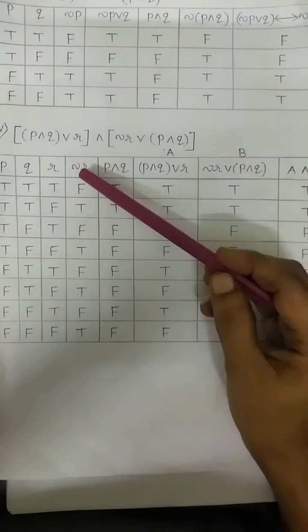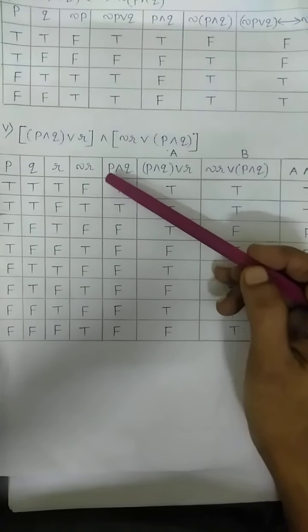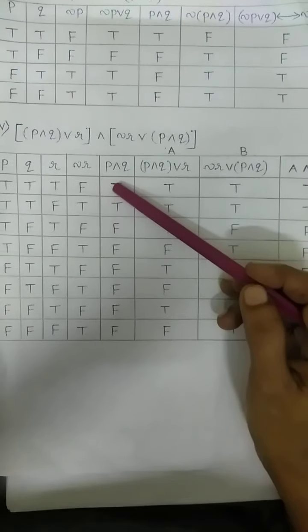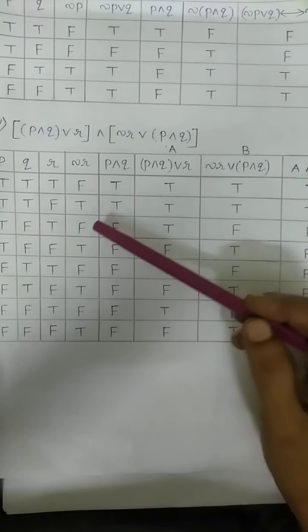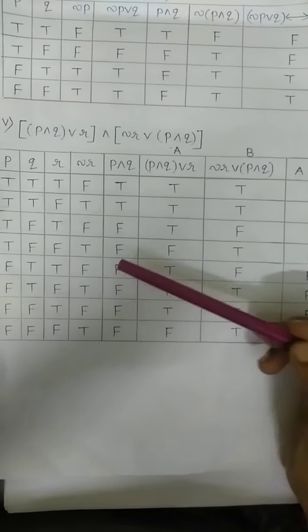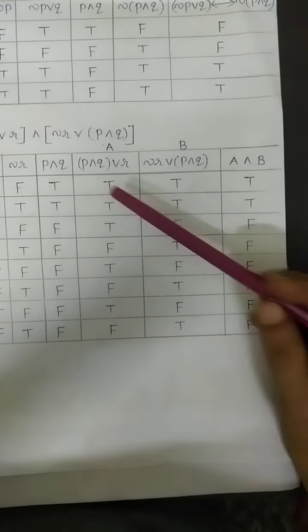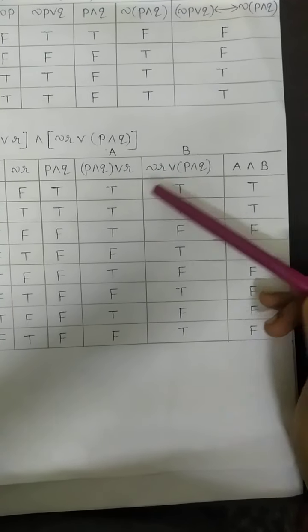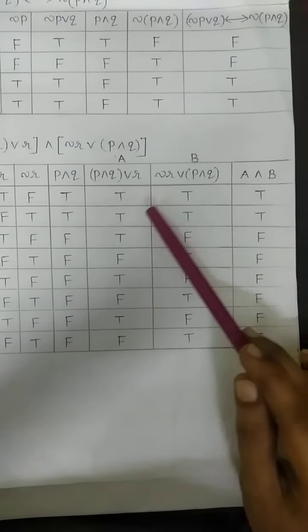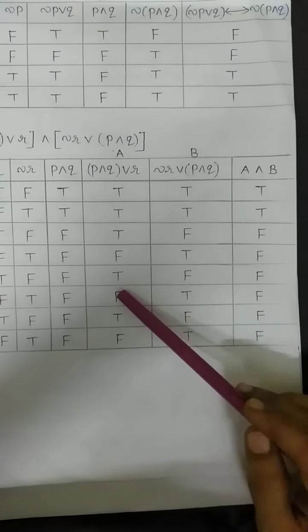Now negation of R or P and Q: again, if any one is true then the answer is true. First one is true, then no true present, so false, then true, false, true, false and true. And finally A and B: again, out of both statements, if any one is false then the answer is false. So first will be true, then next is false, false, false, false, false and false.